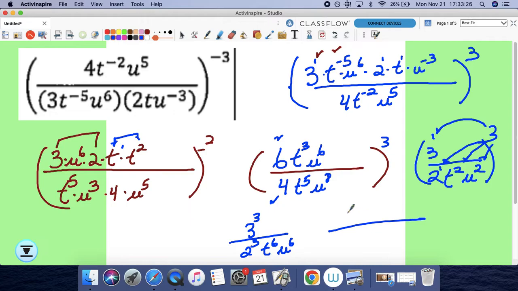3 times 3 times 3 is 27. At the bottom we have 2 times 2 times 2, which is 8. t to the 6, u to the 6. So you definitely could have done that.